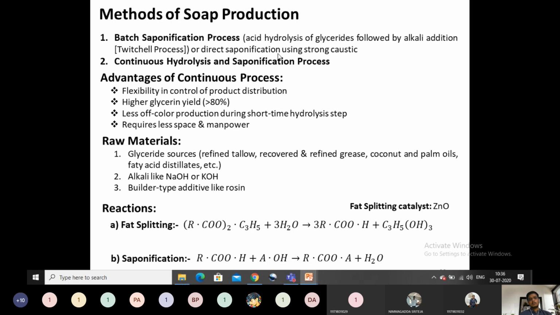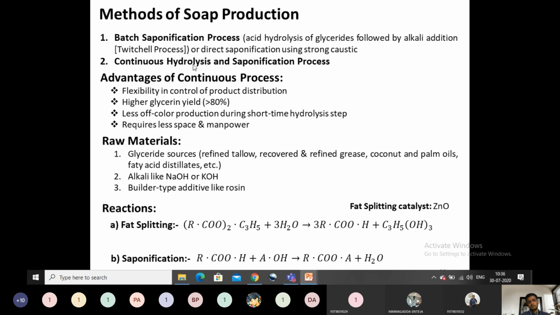Okay, now the continuous process. The triglyceride molecules will be hydrolyzed using water. Then it will be split into three fatty acid molecules and one respective glycerin molecule, because a triglyceride is composed of three fatty acids and one glycerin molecule. In the hydrolysis step, whatever the triglyceride, monoglyceride or diglyceride is there, they are stripped of their fatty acid moieties.